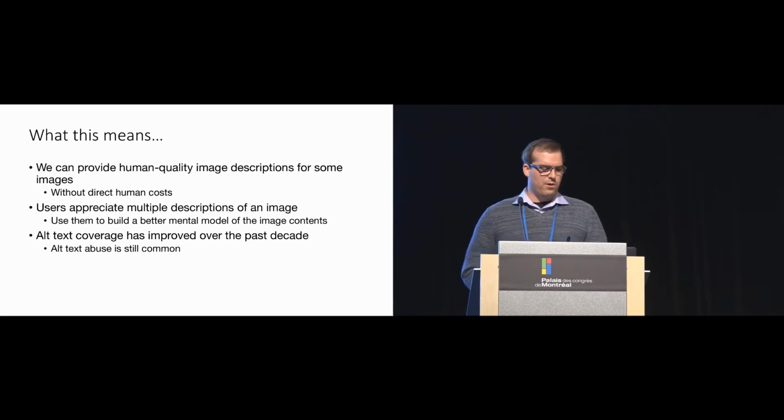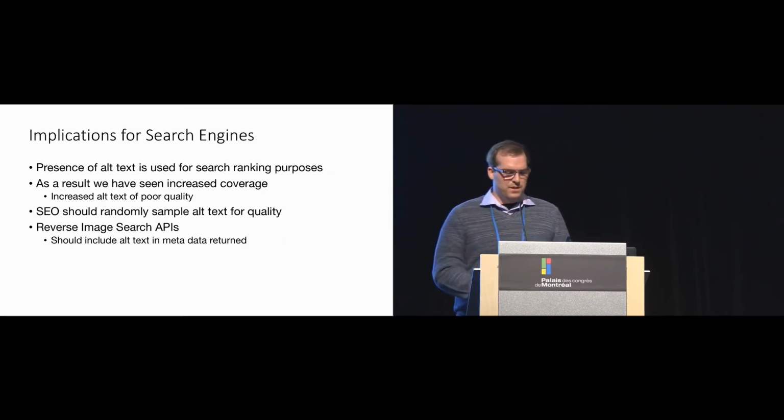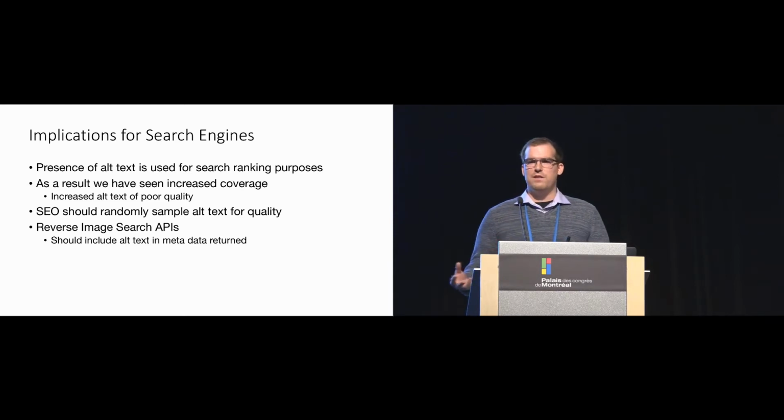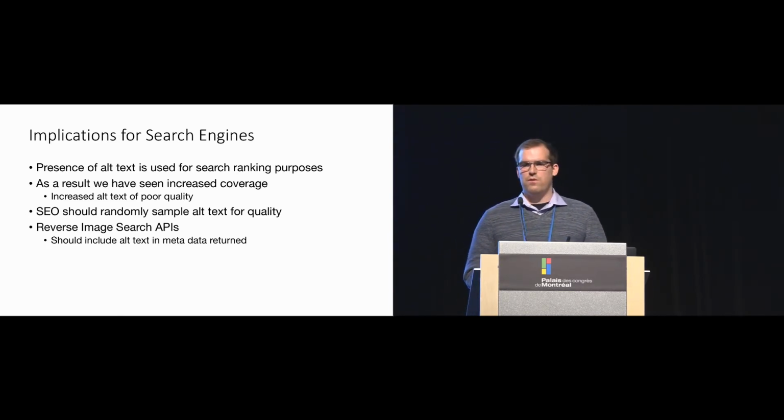We also saw that although alt text coverage has improved over the past decade, alt text abuse is still very much present. So what this means for search engines is that while the presence of alt text is currently being used to weigh search indexes and improve page ranking, this has also encouraged users to put poor quality alt text in just to satisfy accessibility checkers and search engine optimization.